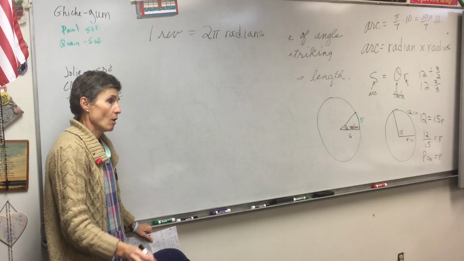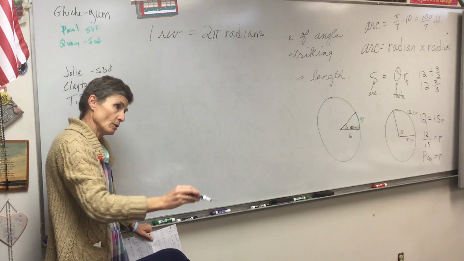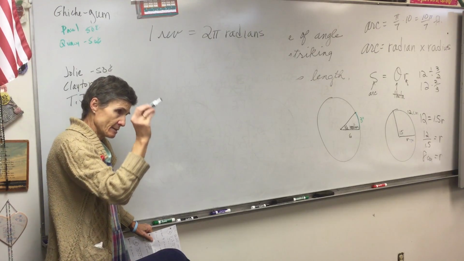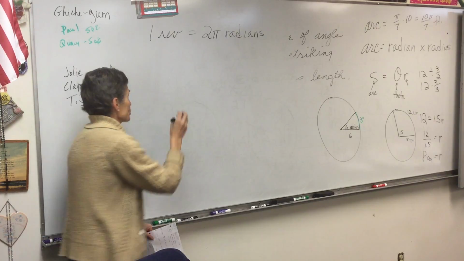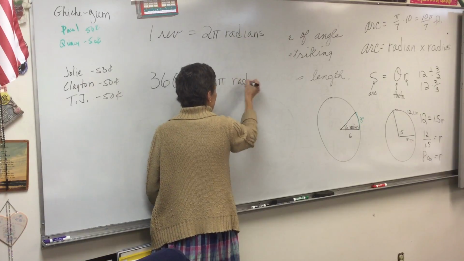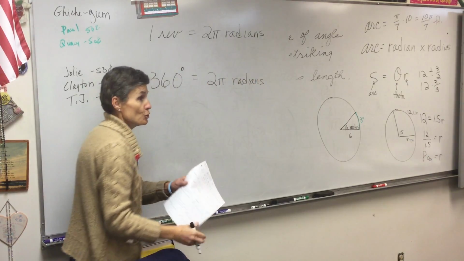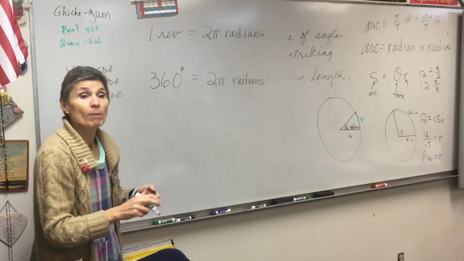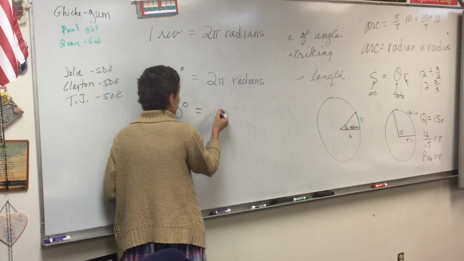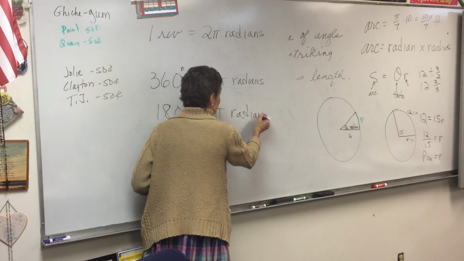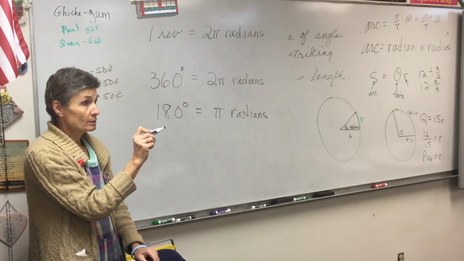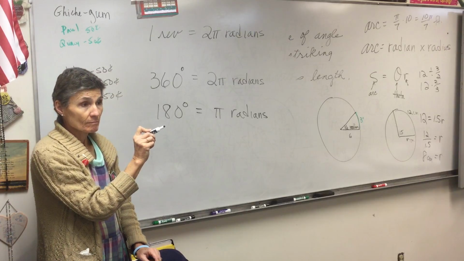In other words, all the way around the circle is 2 pi. Well, how many degrees is all the way around the circle? So 360 degrees is the same as 2 pi radians. You can use that conversion, but most people reduce it and say 180 degrees then would be 1 pi radians. So in other words, half a circle is pi radians.